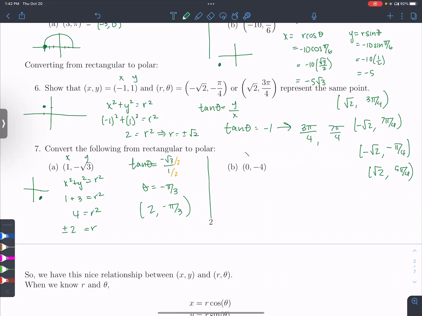On B, we don't actually need to do any work. This is our xy ordered pair. If x is 0 and y is -4, we're sitting down here. So for a radius and an angle, the radius is 4 and the angle is 3 pi over 2. Or you could do -4 and pi over 2, that would work as well. Go -4 and then rotate 90 degrees, or go +4 and rotate 270 degrees.